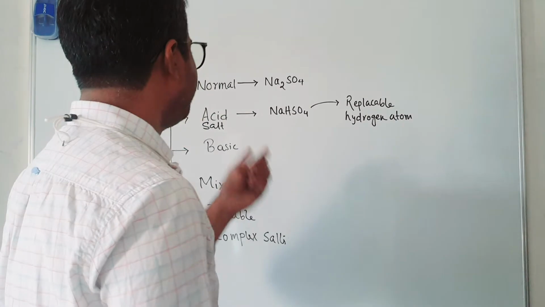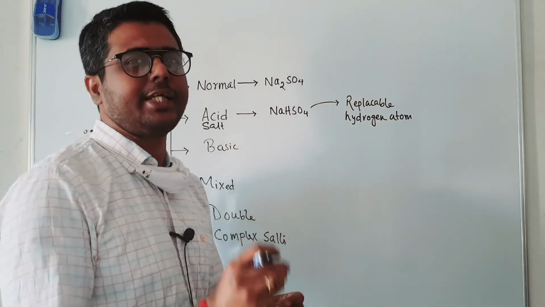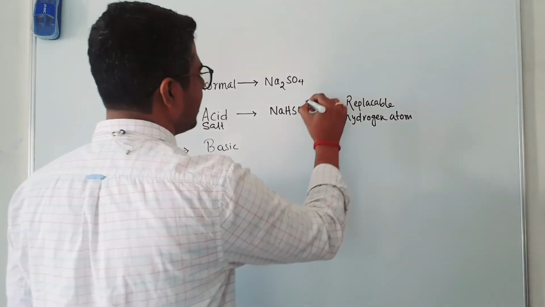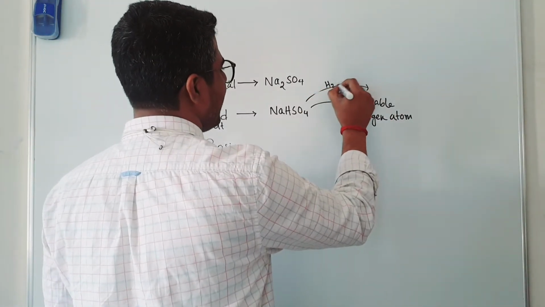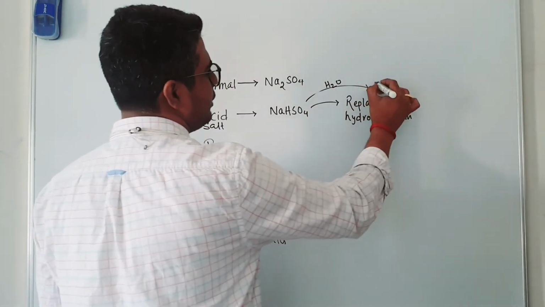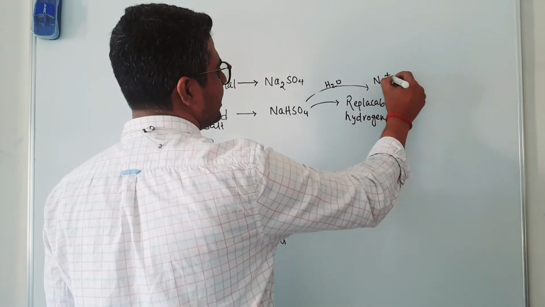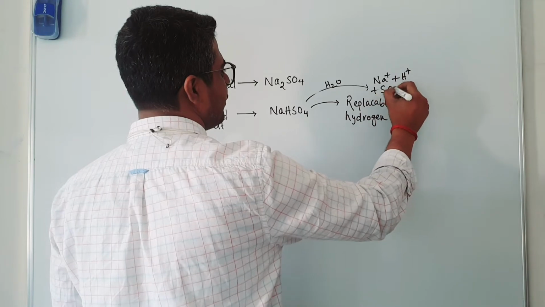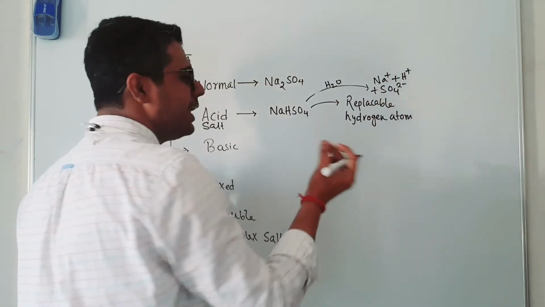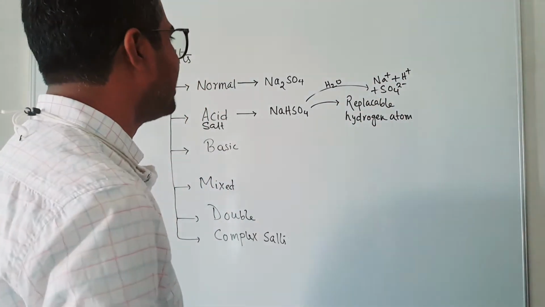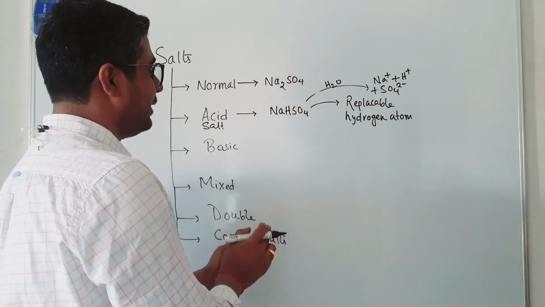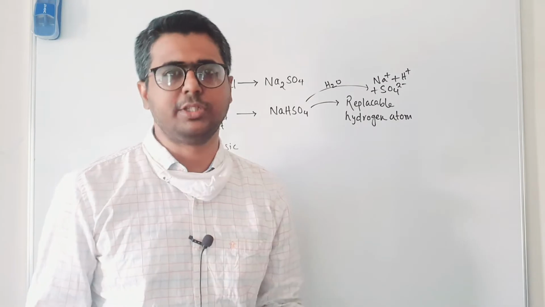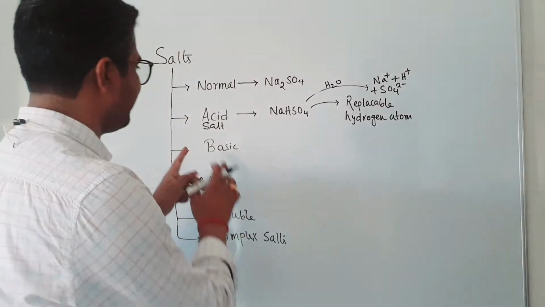Okay? So if it is an acid salt, it means it can give away one hydrogen ion when you put it in water. If you put this in water and make an aqueous solution of this salt, it will give you Na+, it will give you H+, and it will give you SO4 2-. So it can give you an H+ ion when you put it in water. So that is why, if something gives you an H+ ion when you put it in water, it should be an acid, and that is why it is called an acid salt.